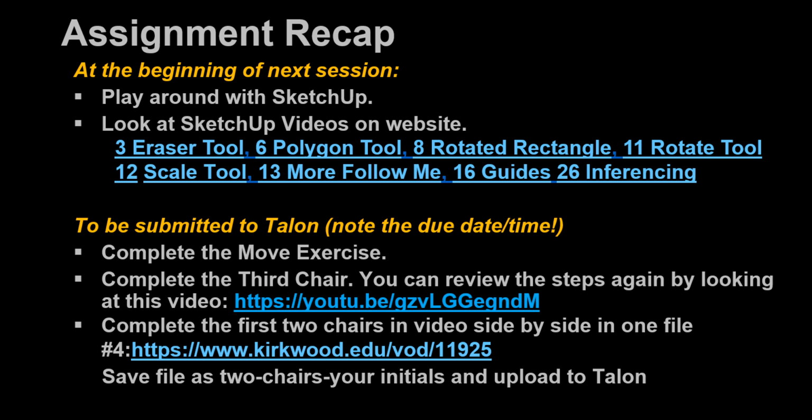And then to submit to Talent, I want you to make sure you have the move exercise completed and submitted. Complete that third chair. If you need to, you can review the steps again by going to this particular link, or just rewind this lecture and go back to that spot in this lecture. And then the first two chairs in the video. For that one, you should look at this link here and go find that particular video for the first two chairs and follow along there. That would be the actual video you would have downloaded without my talking over and explaining what's going on, and see how that works for you. Make sure you save the file as two chairs, your initials, and then upload that to Talent when you have done.